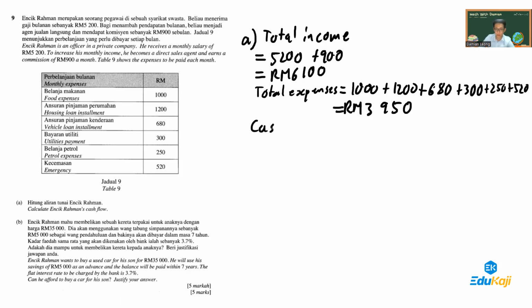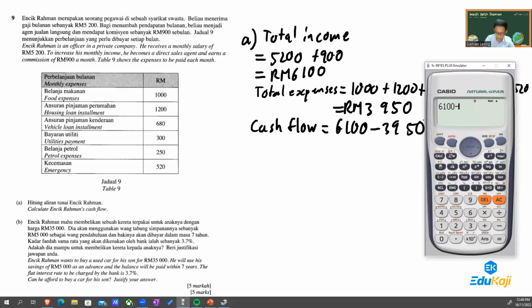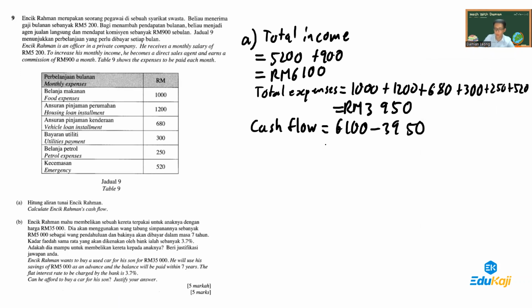So means cash flow will basically be total income minus total expenses. 6,100 minus 3,950, 2,150 ringgit. Yeah, this is cash flow. Then part B.